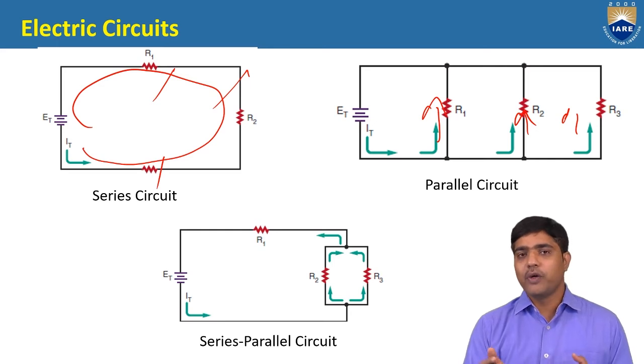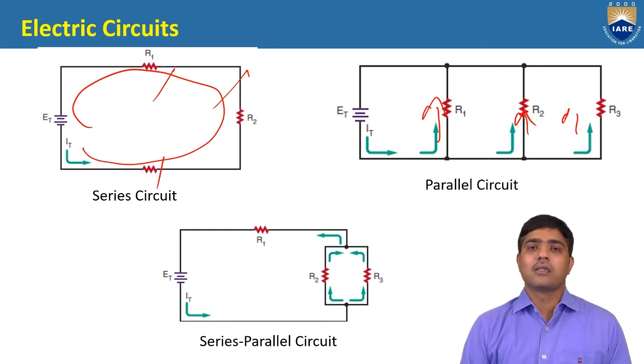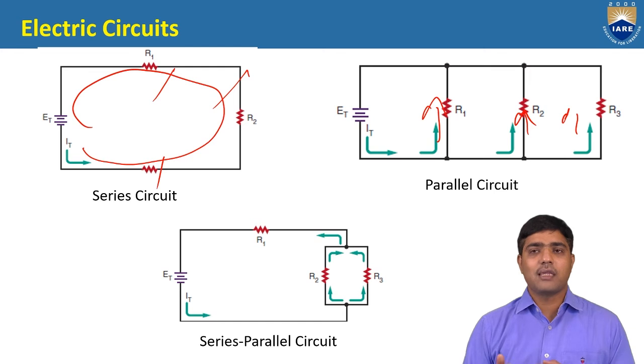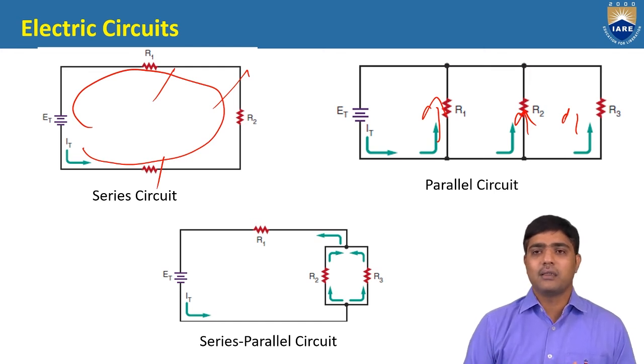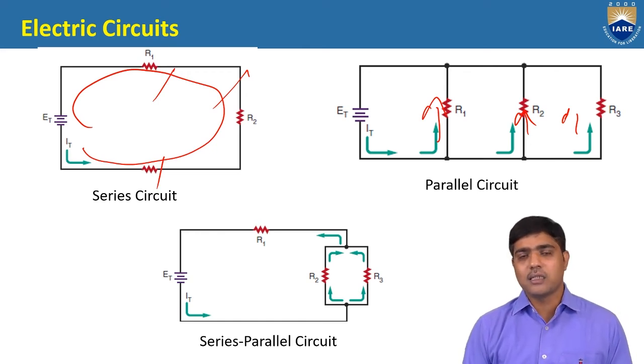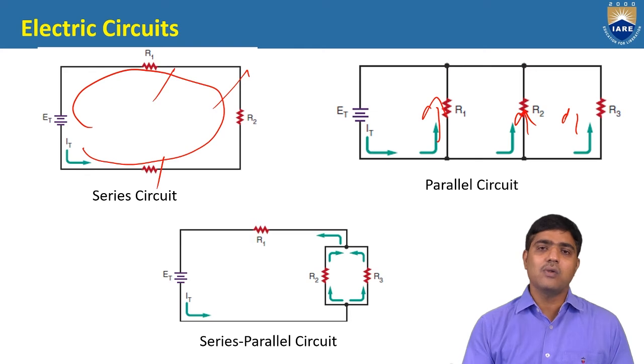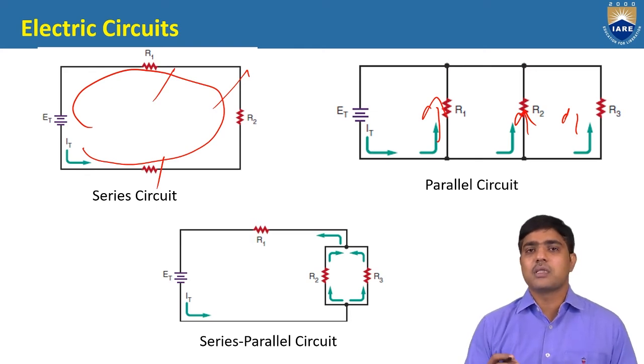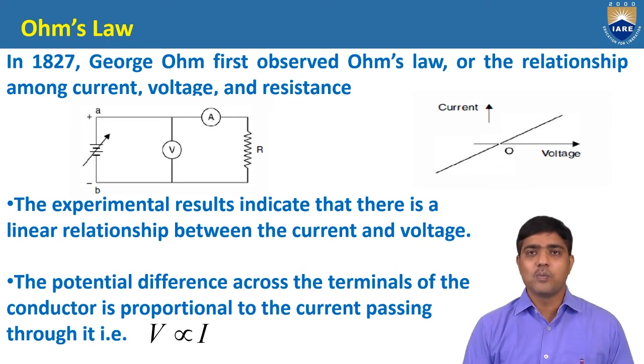And also we have the series and parallel circuit. The combination of series as well as parallel circuit, we call the series and parallel circuit. So if you are going to study any electric circuit, that may be a series circuit, or a parallel circuit, or a combination of both series as well as parallel circuit. And here this is Ohm's law.